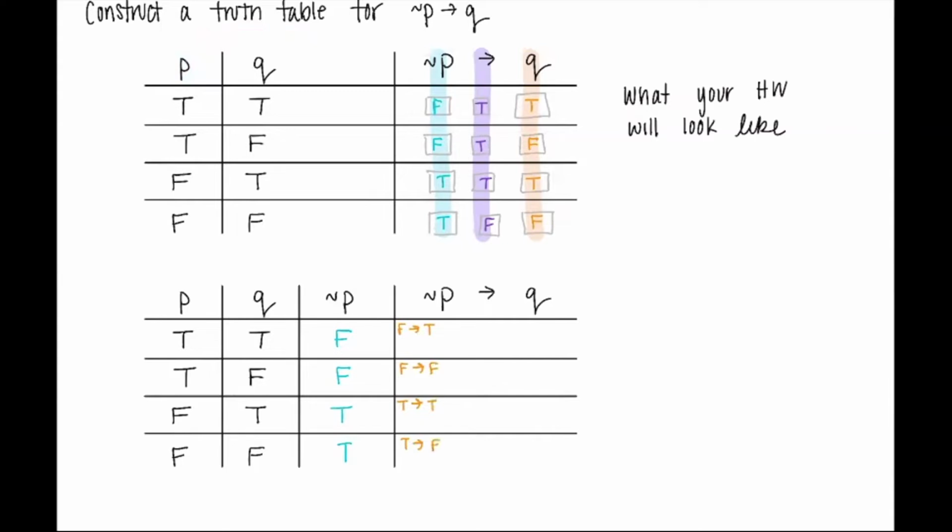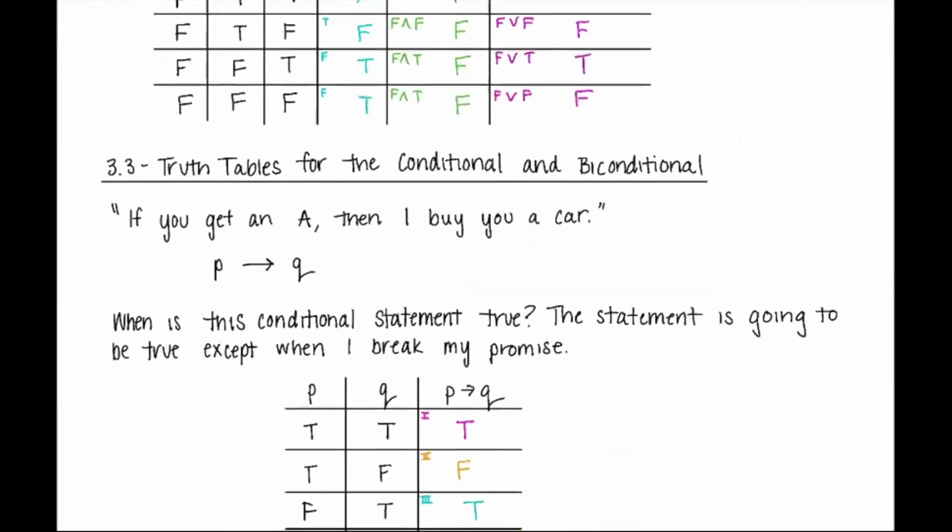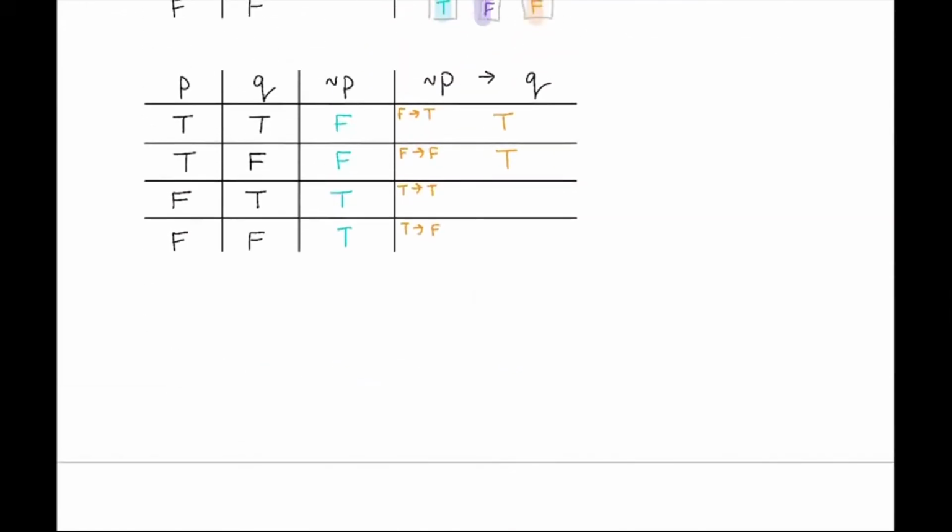Okay. And now it's a little more clear to see I start out false, so you didn't get an A. Does not matter what happens at the end. In these two cases is when I have to be a little more concerned. You got an A in both of them, so I better have bought you a car. In this case, I did buy you a car, but in this case, I did not. So my end statement is false. Okay.